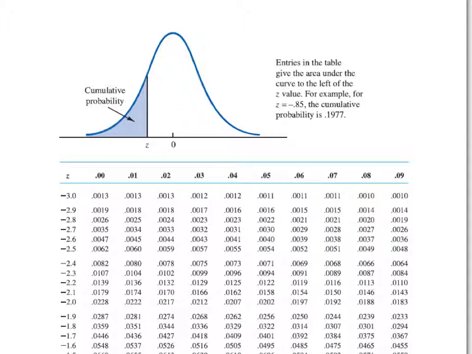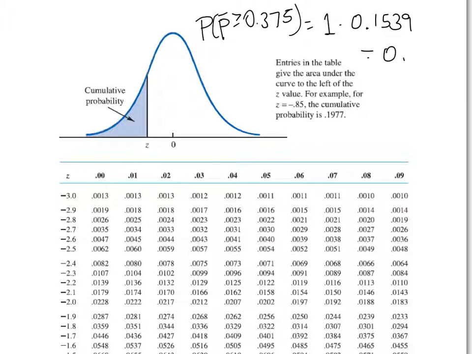Simply 1 minus the blue part, right? So for us, it'll be the probability of P bar being greater than or equal to 0.375 is equal to 1 minus 0.1539, I think it was, which is the same thing as 0.8461. Right?